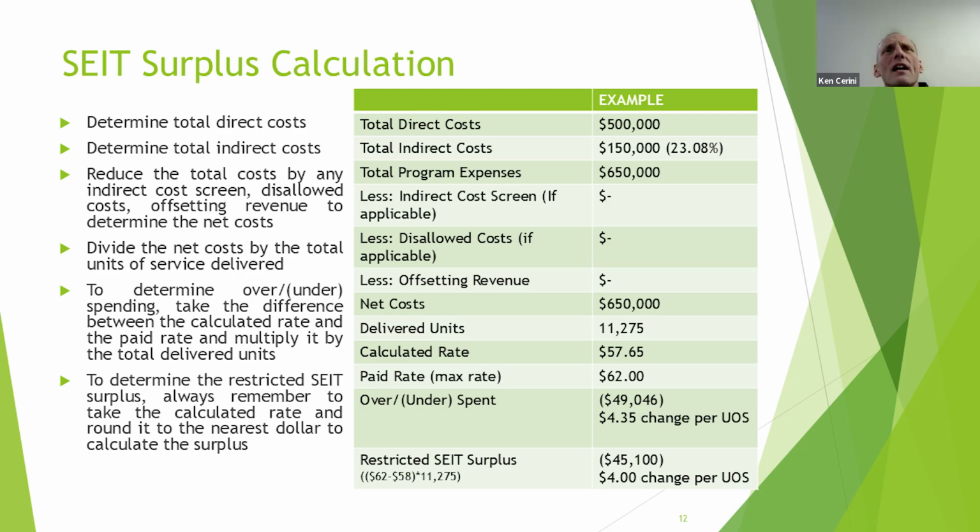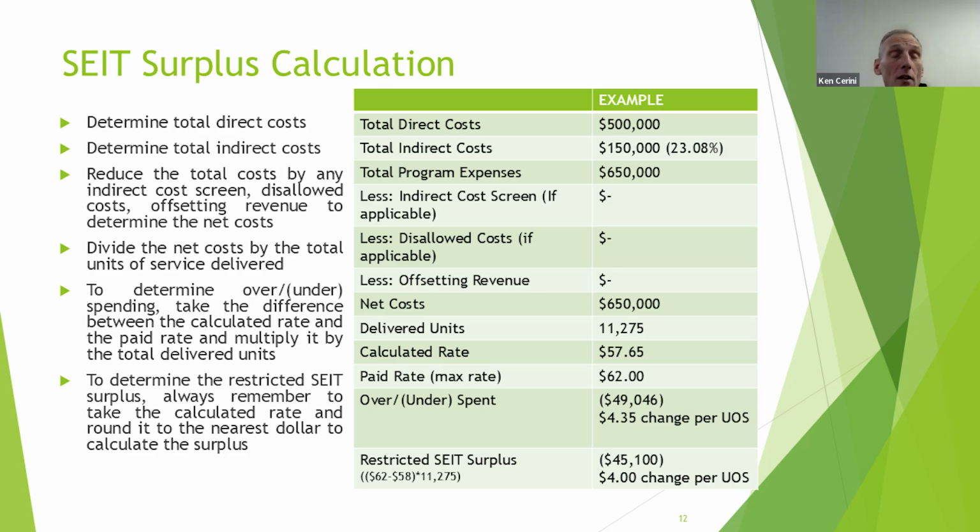Usually not a lot of offsetting revenue in CEIT. There could be; during COVID, there was a lot of offsetting revenue associated with funds or money that was funded by other governmental agencies, employee workforce funds and things like that. Come down to your net costs. You divide that by your delivered units of service. So it's not mandated, it's delivered unit of service. You come up to a calculated rate. In this case, it's $57.65.